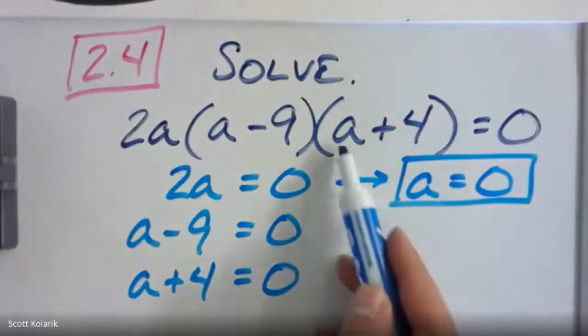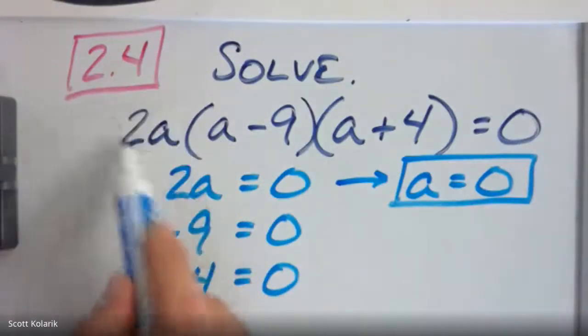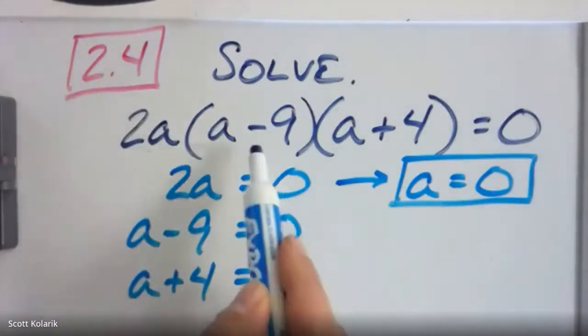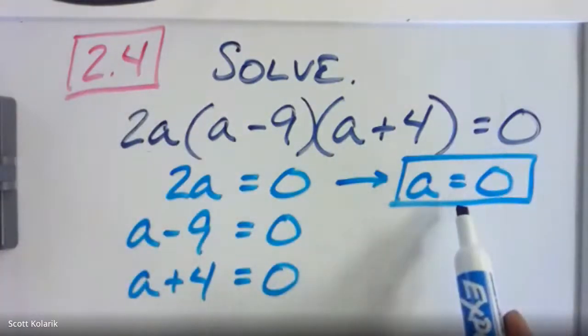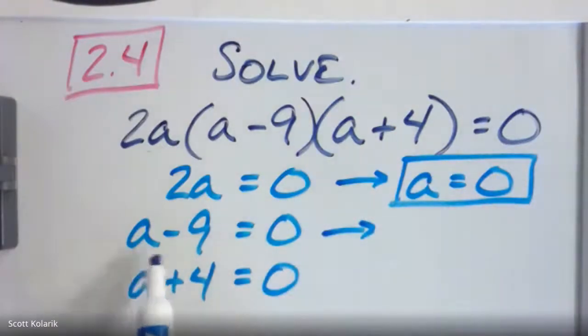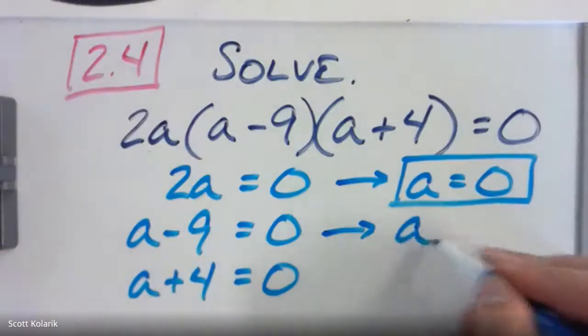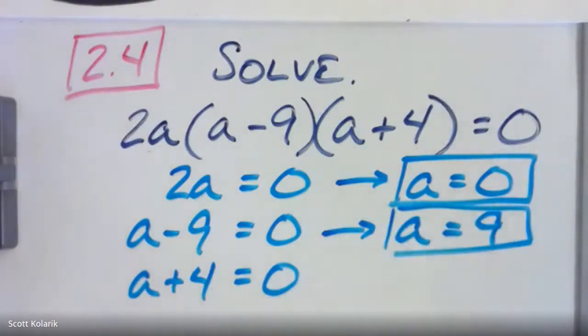Because if I plugged in 0 for these a's, this one would end up becoming 0. And then it doesn't matter what happens in these two. 0 times those things is 0. This is a solution. I'll do the same thing here, but now it'll just be a different inverse operation. In order to get a by itself, I need to add 9 to both sides, and I'll get a equals 9. There's solution number 2. Here I would have to subtract 4 from both sides, and I will get a equals -4.